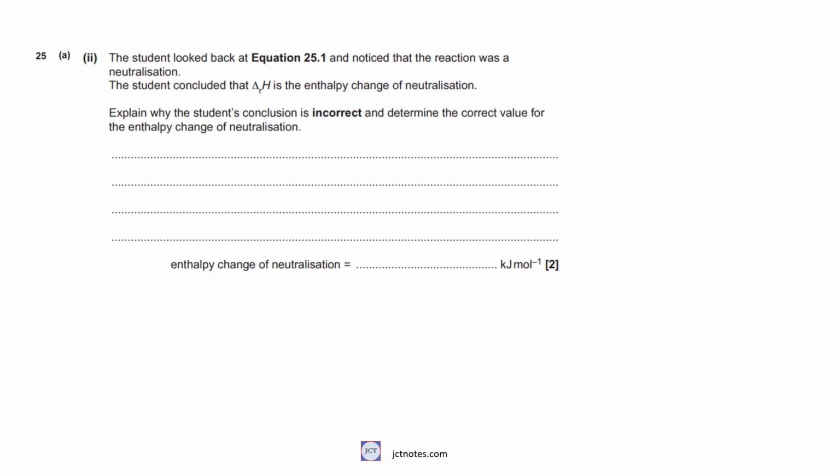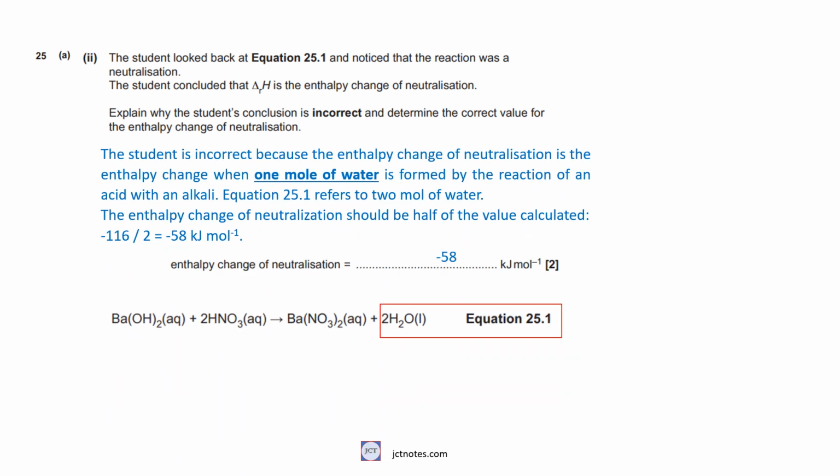In the second question in section A of question 25, we are asked why the enthalpy calculated in the previous question is not the enthalpy change of neutralization. The answer is that the enthalpy change of neutralization is the enthalpy change when 1 mole of water is formed by the reaction of an acid with an alkali. Equation 25.1 refers to 2 moles of water. The enthalpy change of neutralization should be half of the value calculated, that is, 58 kilojoules per mole. The marking scheme does not penalize for using the wrong sign.